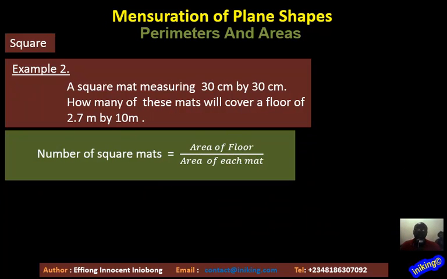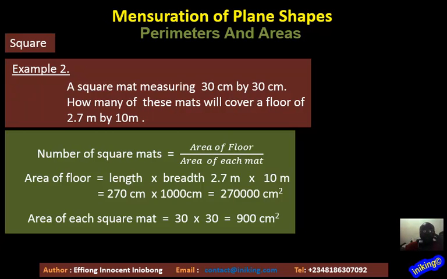Let's look at our next slide. So that's it. Number of square mats needed will be the area of floor divided by area of each mat. Now the area of floor is 2.7 meters by 10 meters. Okay, here we are converting meters to centimeters.